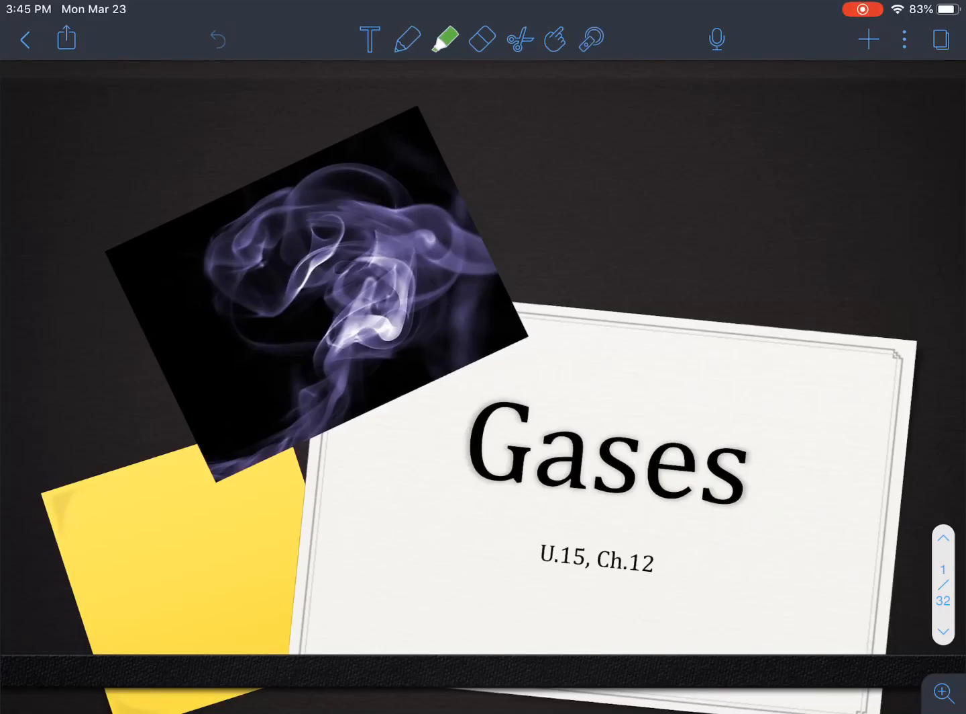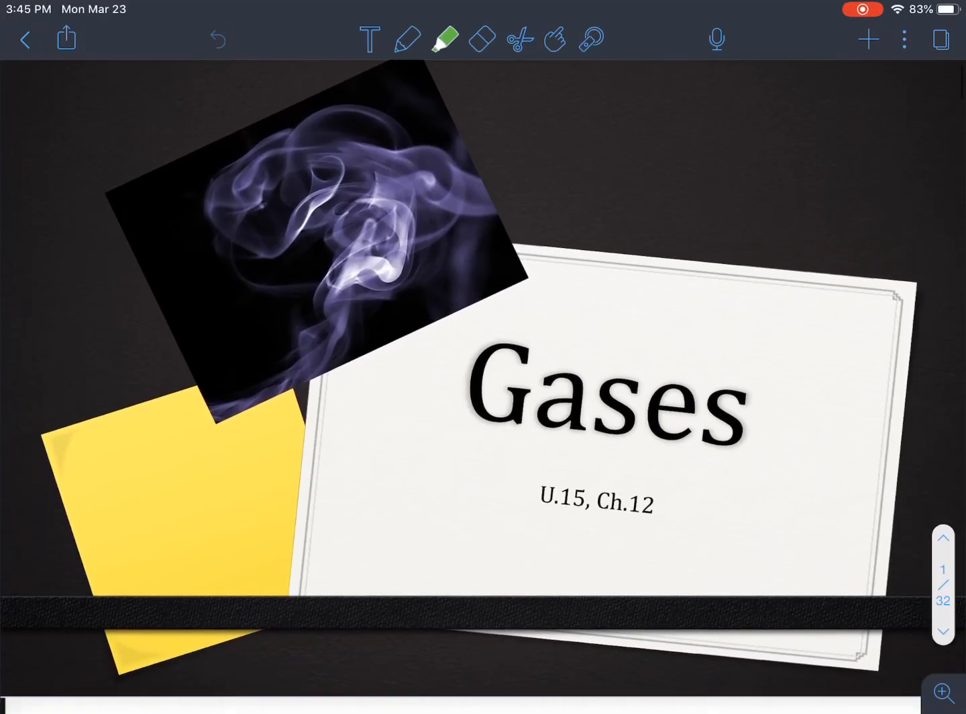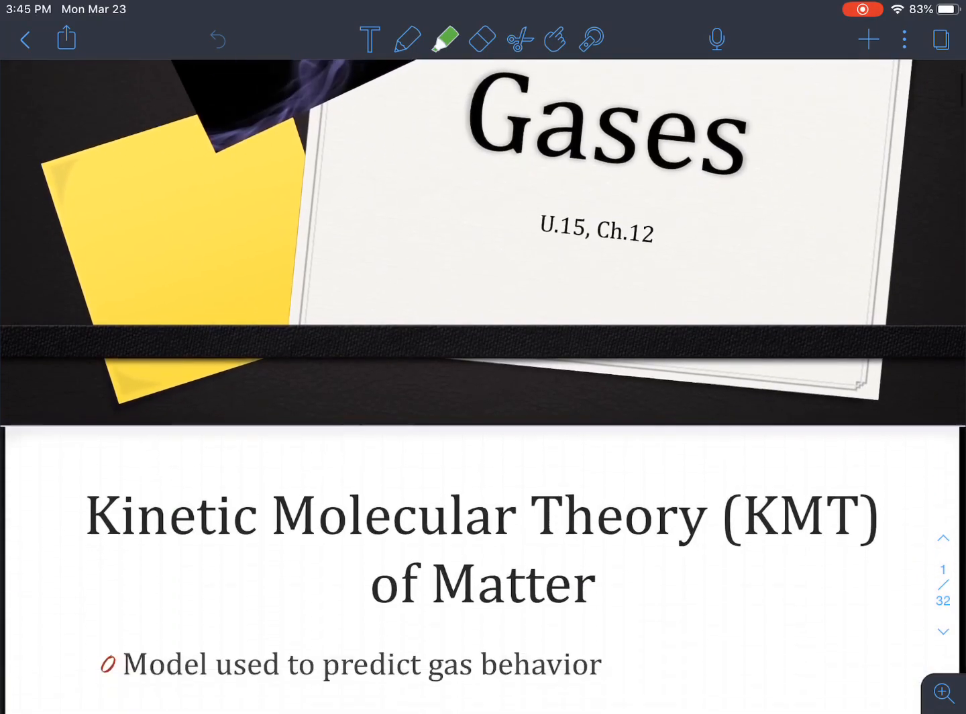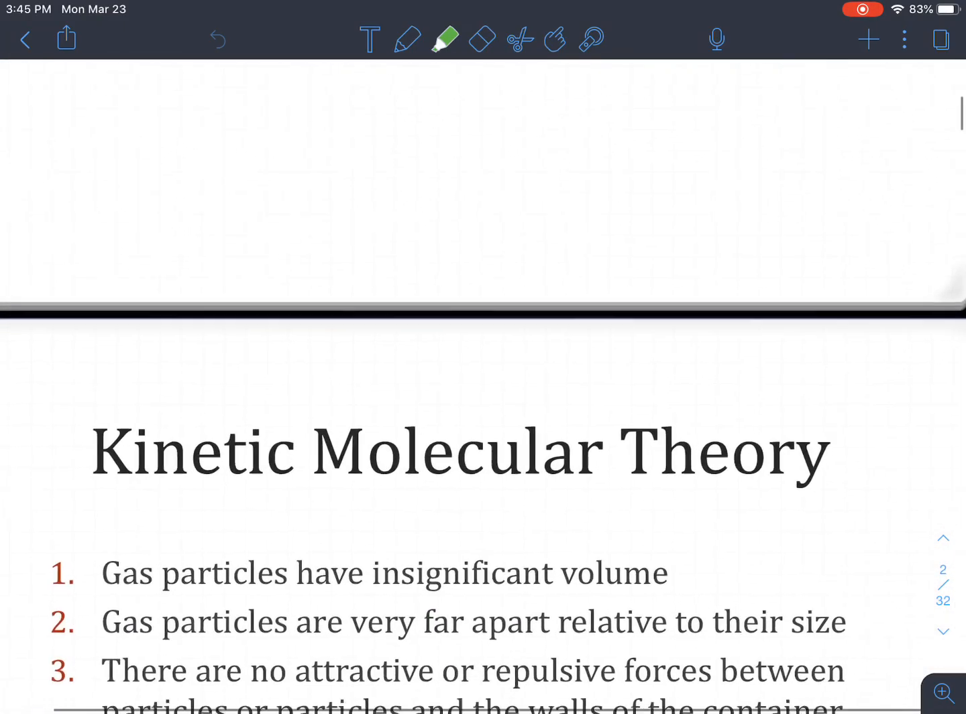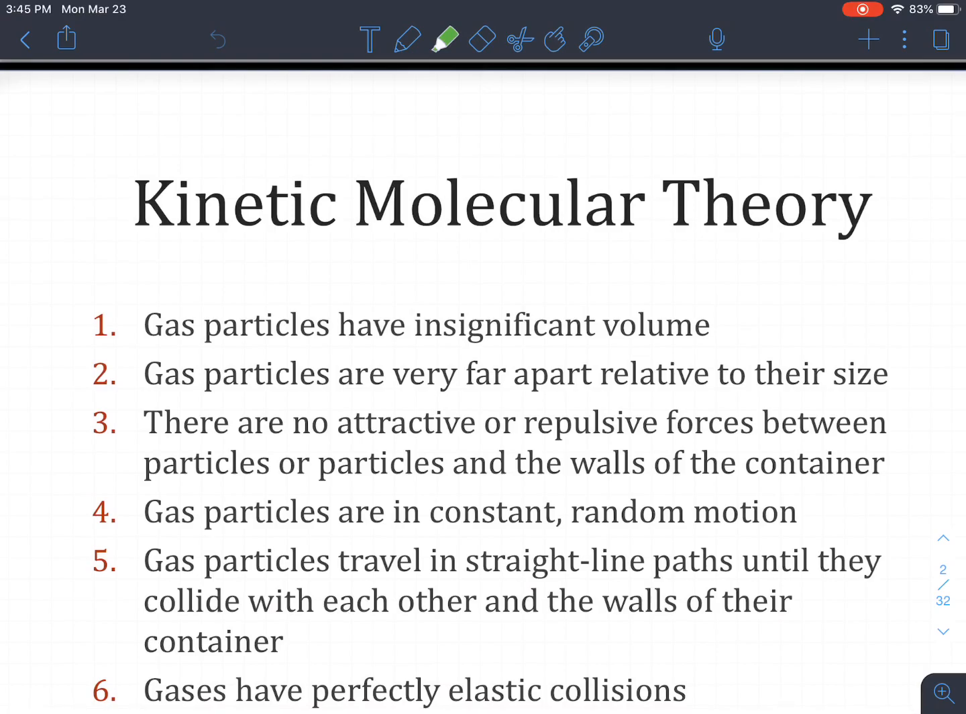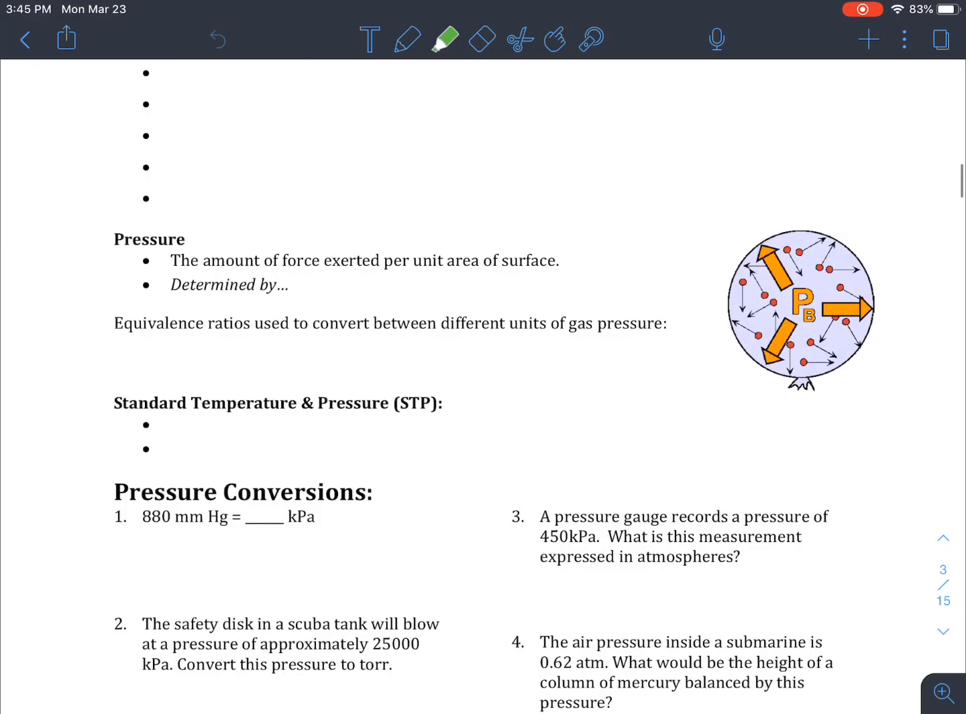Everyone! In this video, we are going to be talking about properties and characteristics of gases. You guys can be following along on page 3 of your packet of fun. So it looks like this.